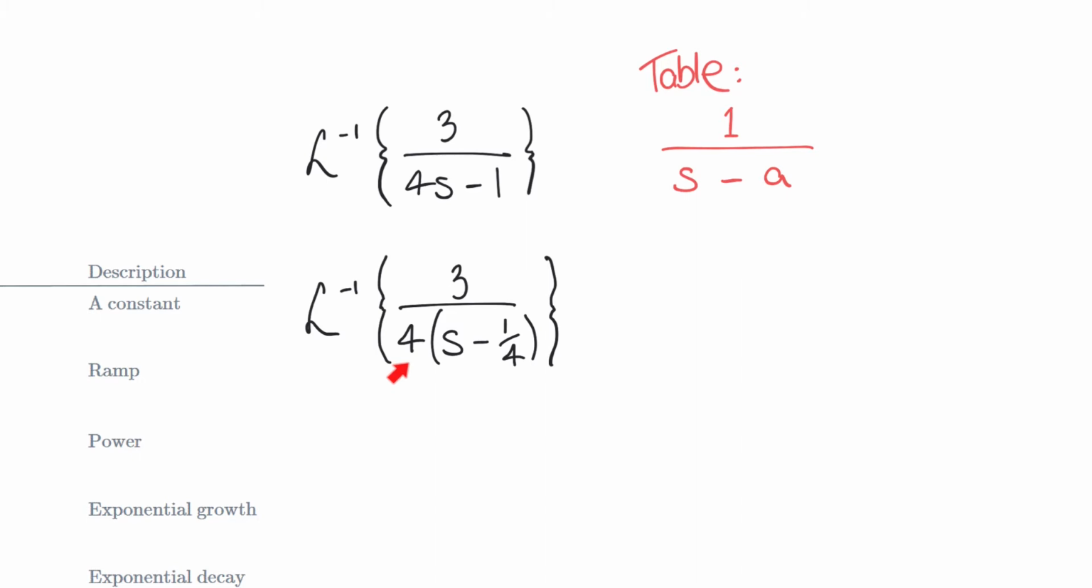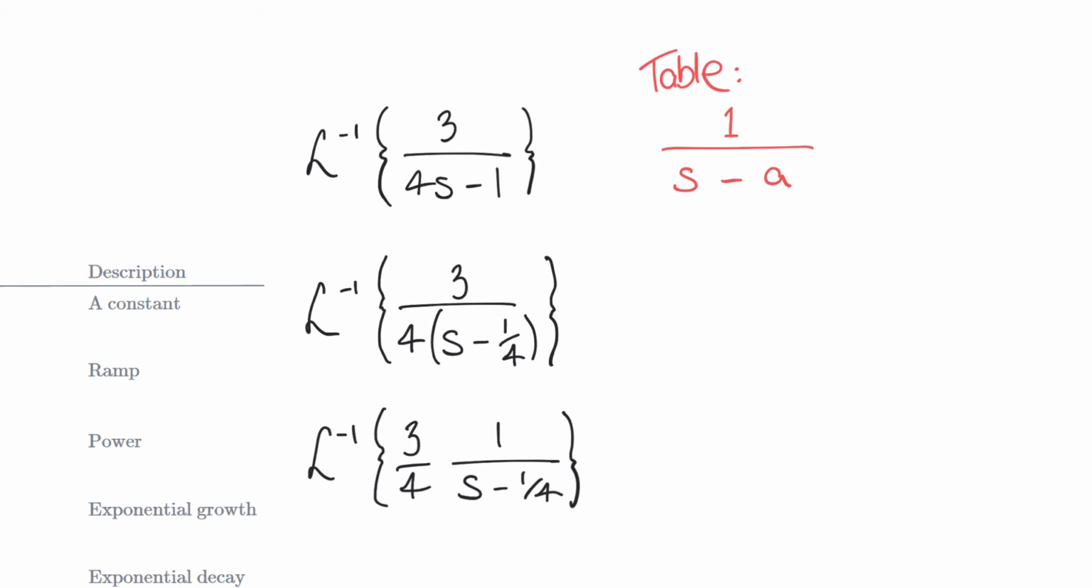And so what we can do is break that down into separate terms. Rather, we can say that that's equal to 3 over 4 multiplied by 1 over s minus a quarter. So by pulling out that factor of 3/4, we've now got our function in the form that's required, and we can perform the inverse transform.